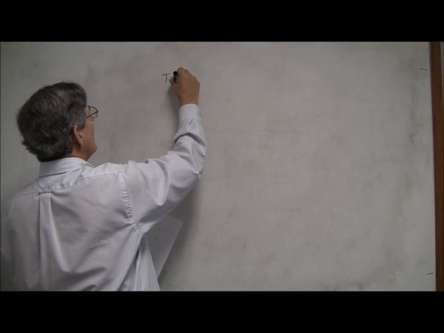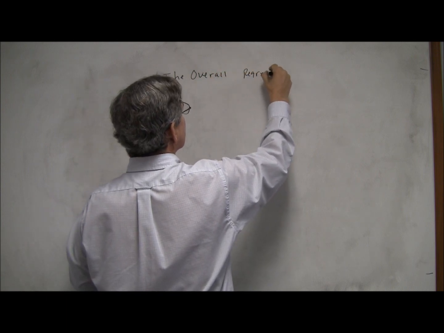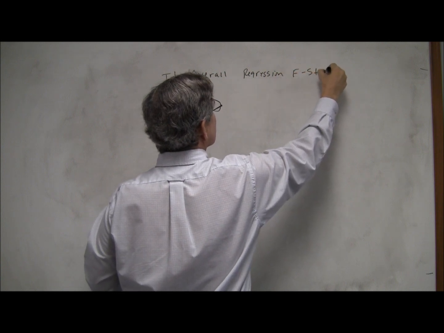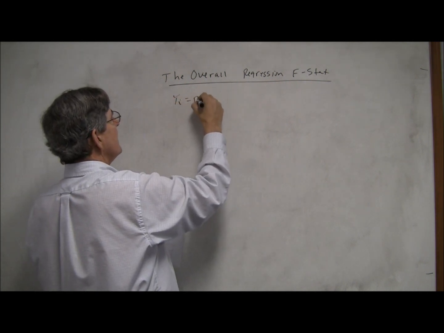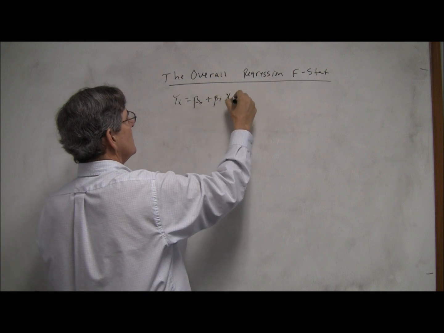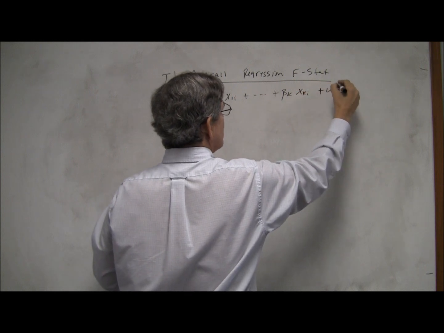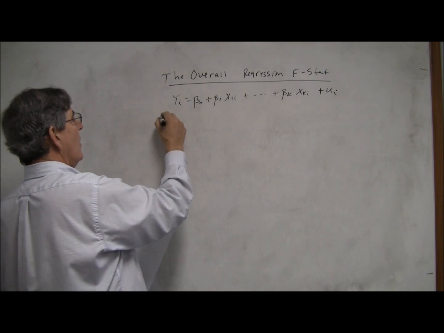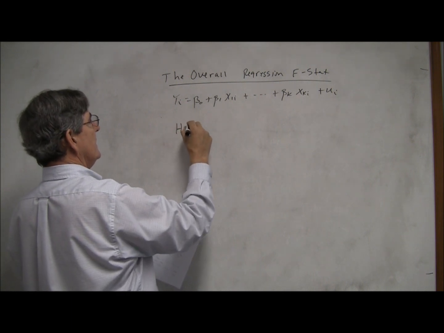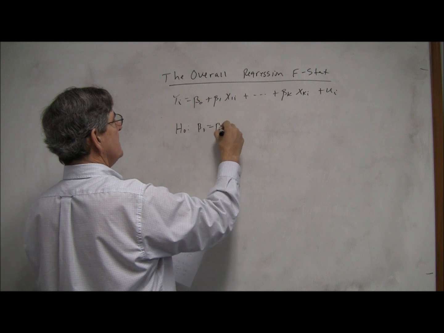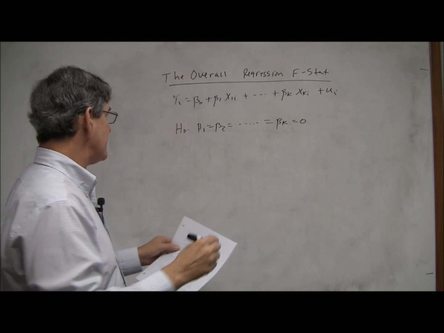There's something called the overall regression F statistic. So for the model, yi is beta 0 plus beta 1 x1i plus ... plus beta k xki, so you have k x's, plus ui, that model. The overall regression F statistic is the null that beta 1 equals beta 2 equals ... equals beta k equals 0. It's that none of the x's matter.